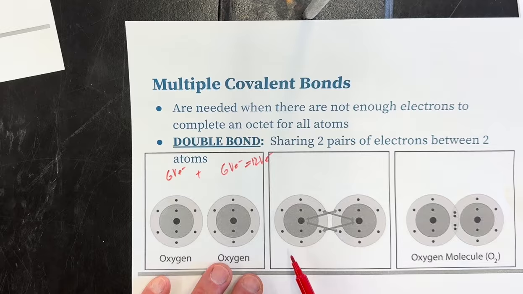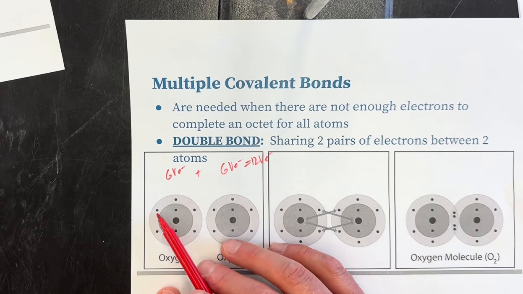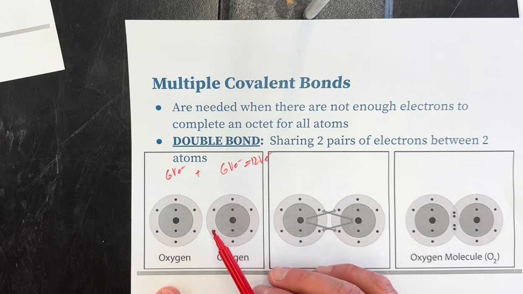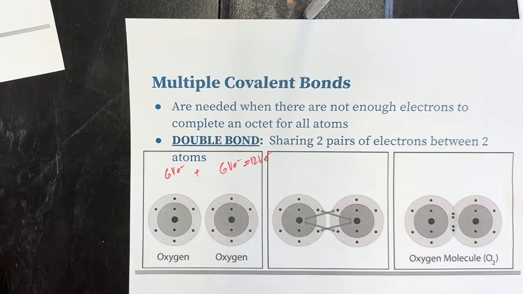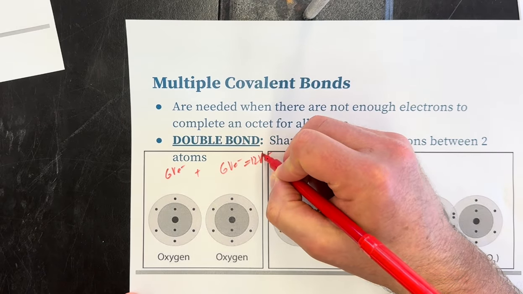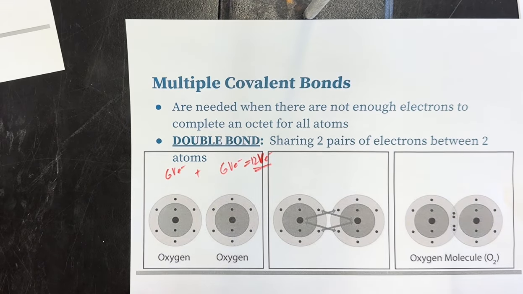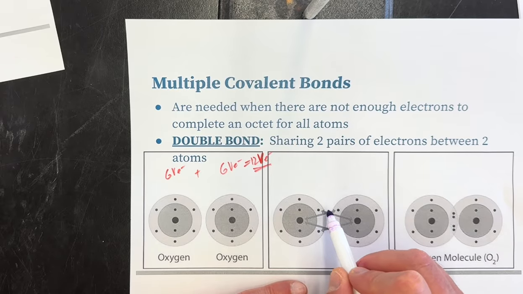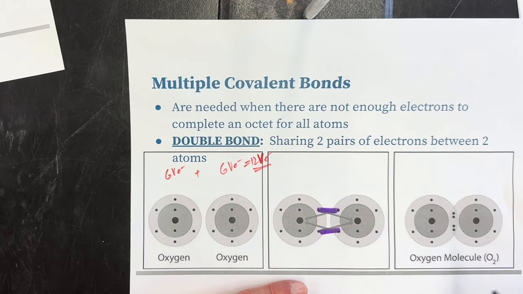So when I draw this structure with oxygen, I have 1, 2, 3, 4, 5, 6, and 1, 2, 3, 4, 5, 6. So both atoms need 2 electrons, but I don't have any more electrons to give. I don't have extra valence electrons laying around. I only have 12. So what the atom will do is it will share a set of electrons twice. So here you might have this one, and here you might have this one.